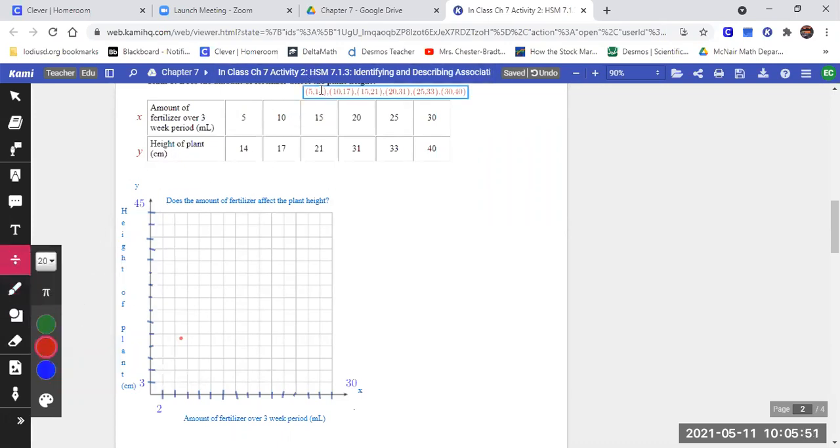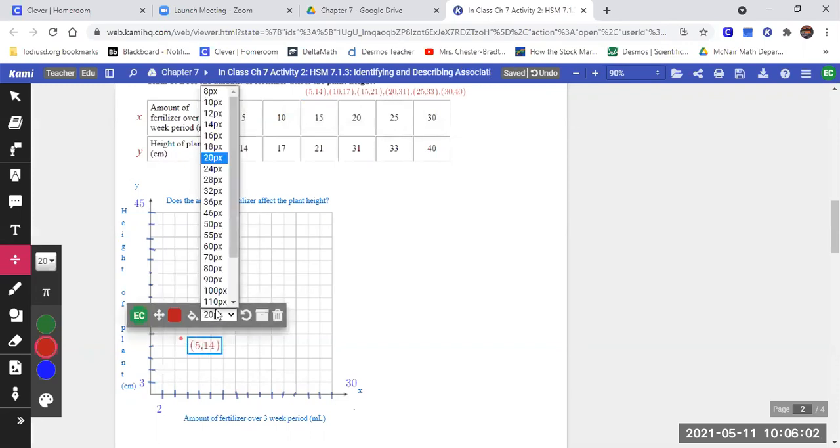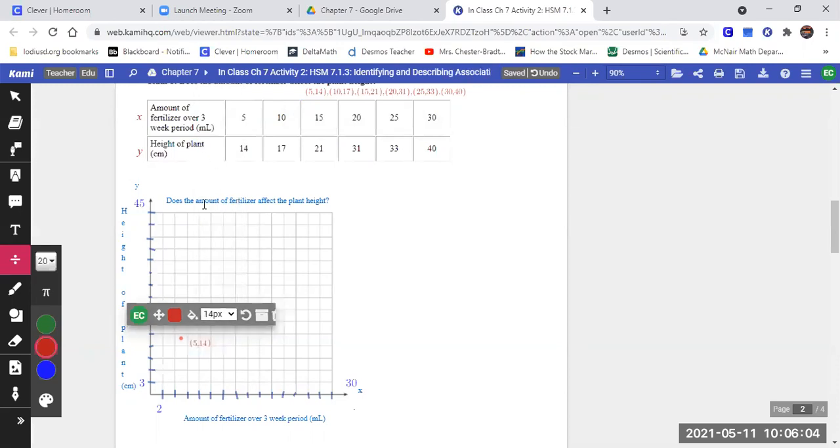And that was the coordinate 5, 14. So I'm going to grab it from the list that I made already and put it next to its dot. But that's too big. Okay, there's our first one. We have to do the second one and third one and fourth one, so we've got to get going.